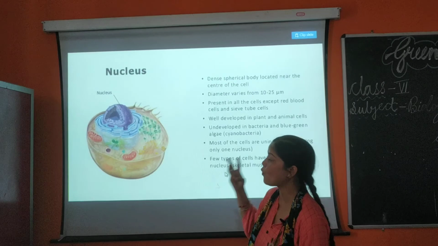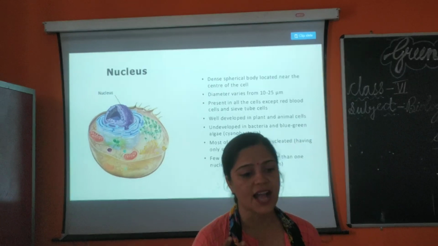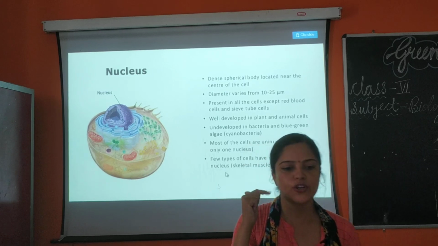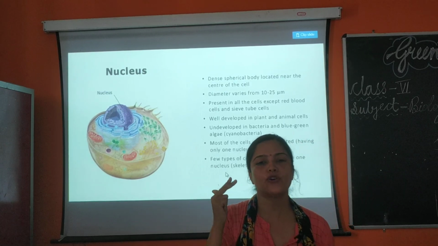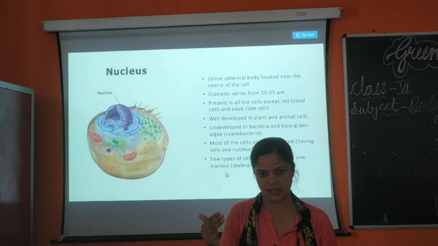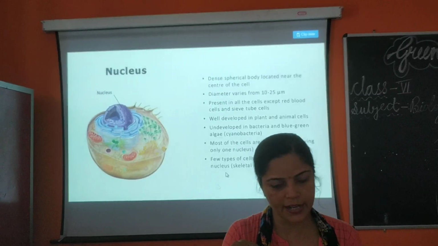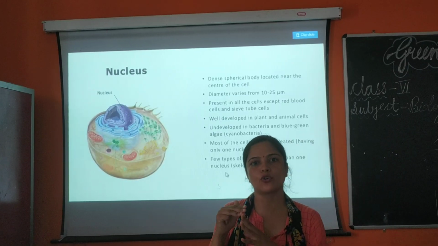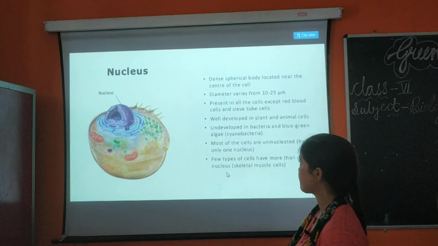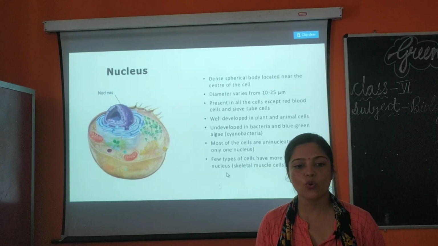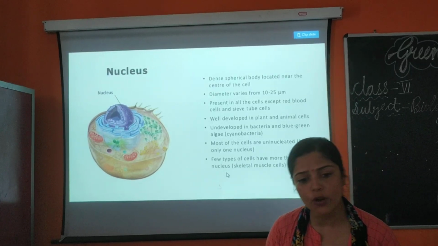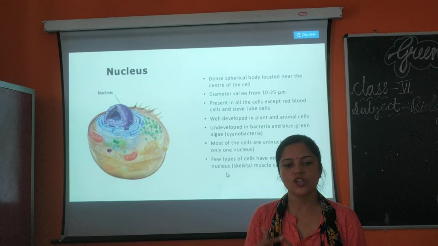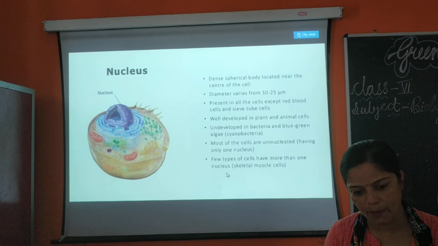This nucleus has 4 parts. What are those parts? Nuclear membrane, nucleoplasm, nucleolus, and chromatin. Okay? So, as I told you, the nucleus has 4 parts. What are those 4 parts? Nuclear membrane, nucleoplasm, nucleolus, and chromatin.